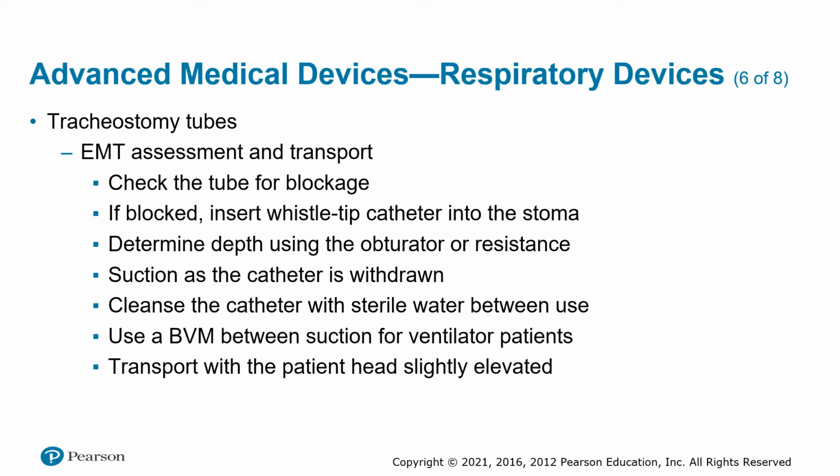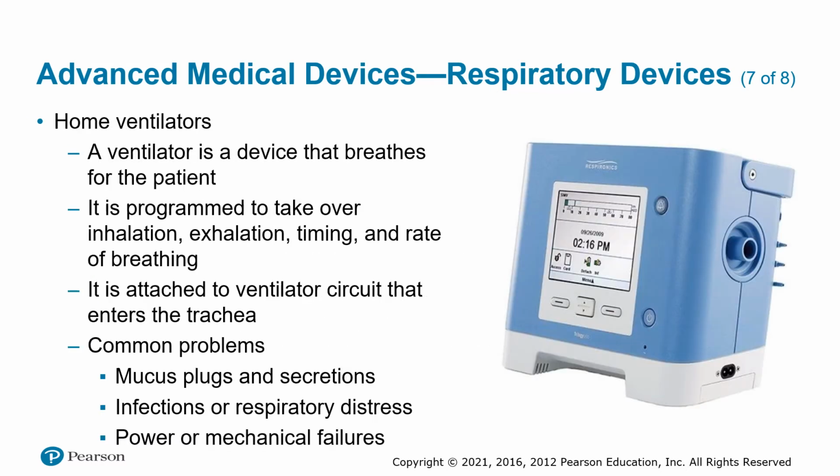So, assessment and transport: you're going to check the tube for blockage. If it is blocked, we're going to insert a whistle tip catheter into the stoma, determine depth using the obturator or resistance, suction as the catheter is withdrawn, cleanse the catheter with sterile water, and use a BVM between suction for ventilator patients, and then transport with the patient's head slightly elevated.